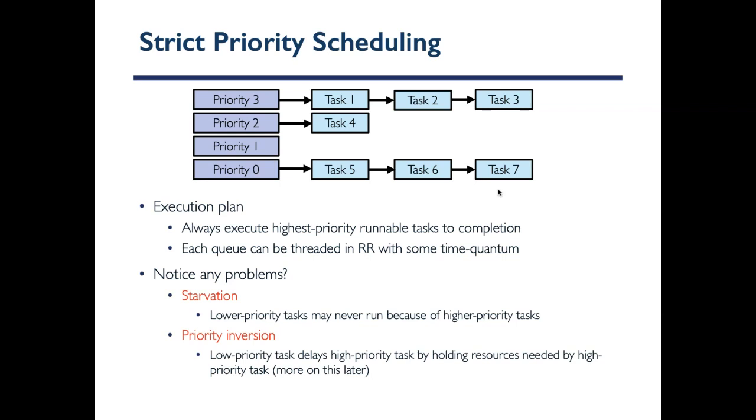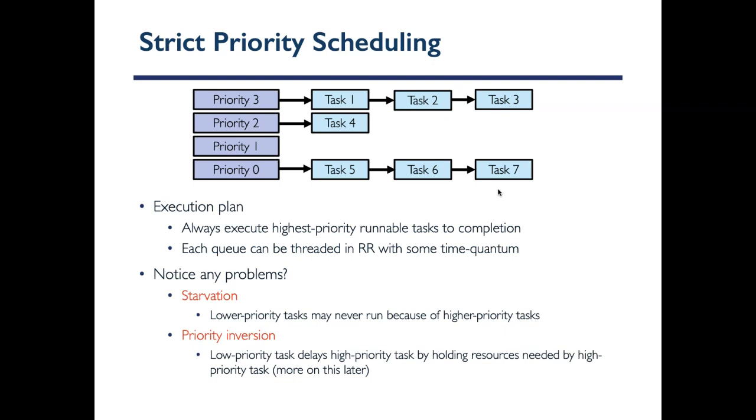Okay, so we basically haven't solved the starvation problem. If you have a low priority job, it's still going to get starved if there are higher priority tasks. The other thing that could happen is priority inversion, which we'll talk about later on when we talk about real-time systems.